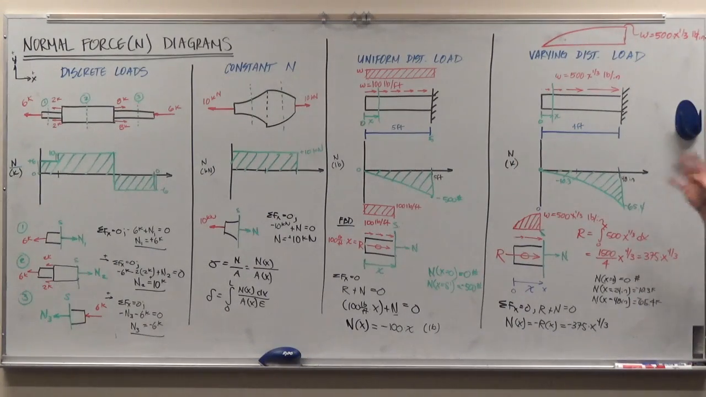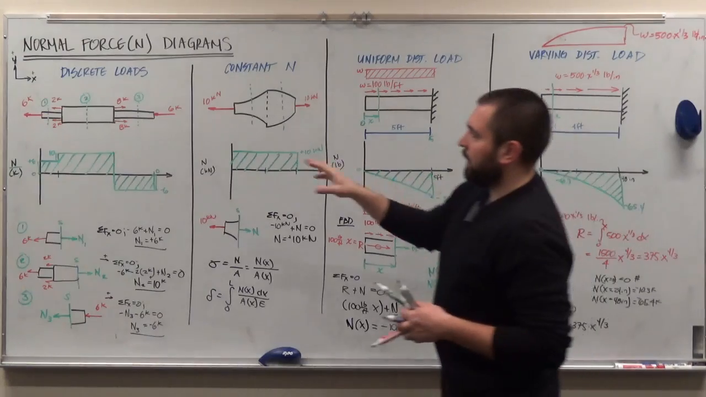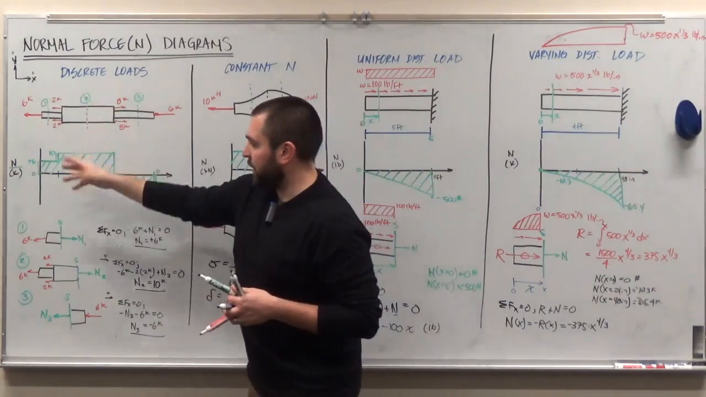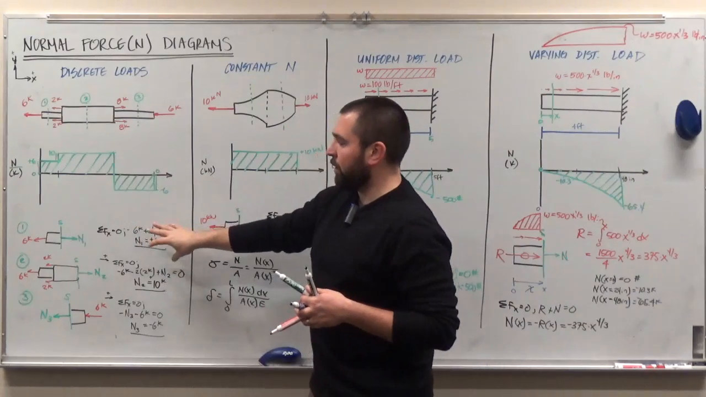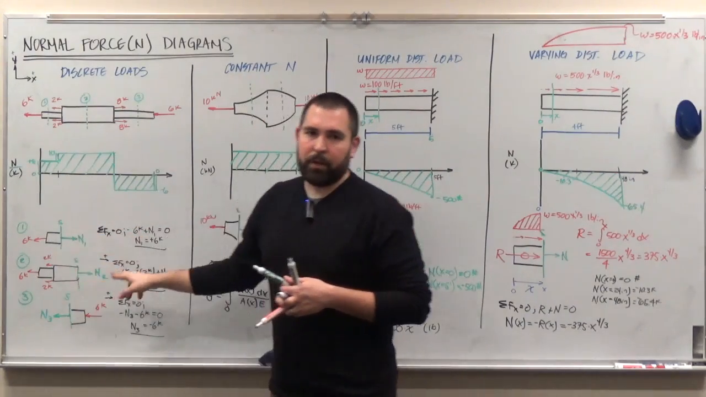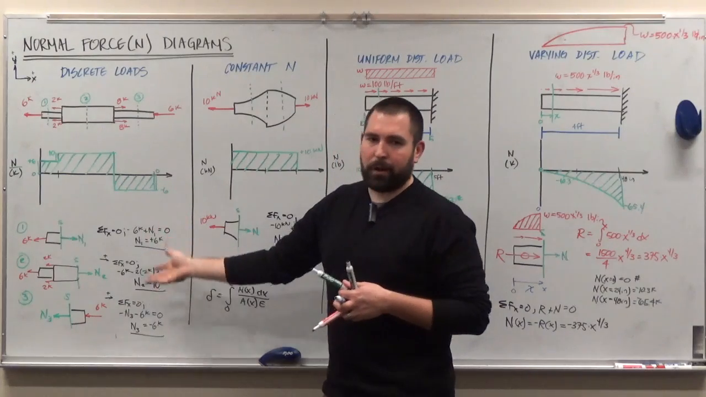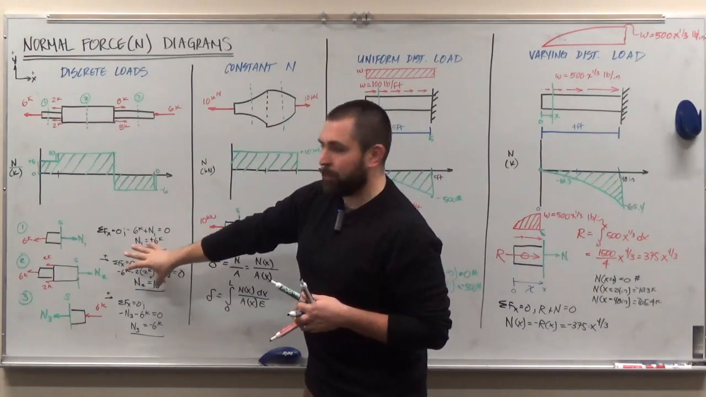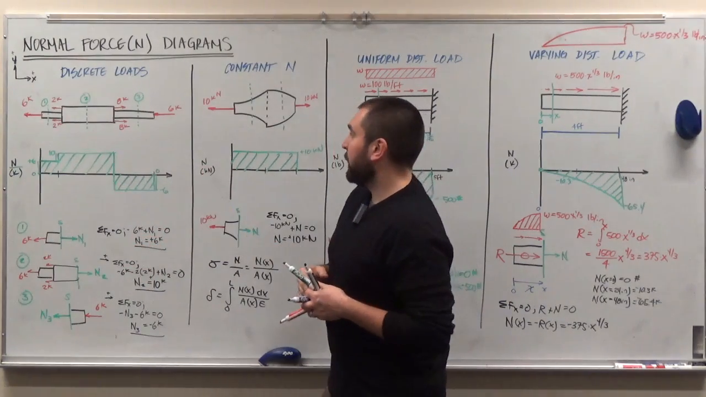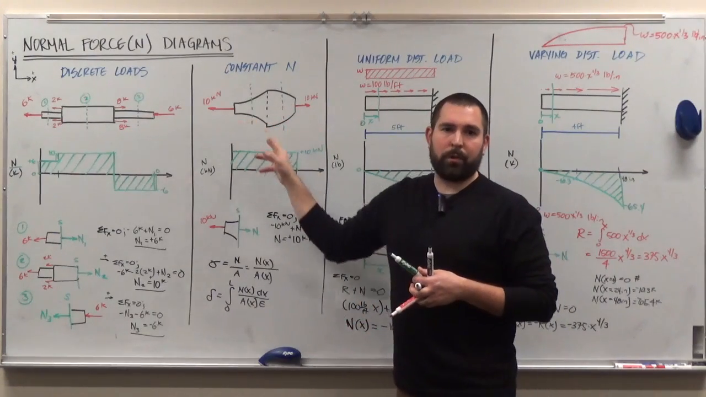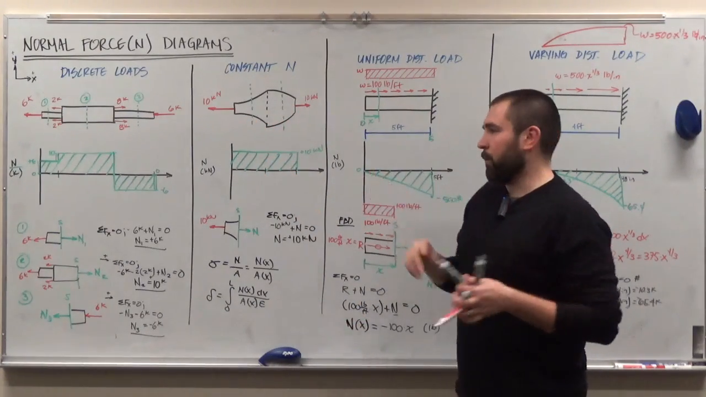Okay? So 4 different types of common loadings. Discrete loadings is the most common. Section cuts, free body diagram, equilibrium equation, the sign convention being very critical. But other than that, it's a bit boring of a process, but if you do it the rigorous method, you're going to get the right answer. Constant internal normal force, don't be fooled by changing cross-sectional area. That doesn't affect the normal force at all.